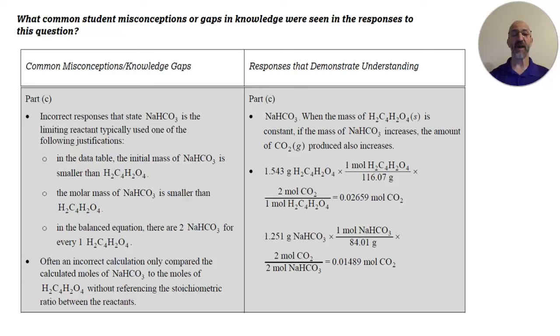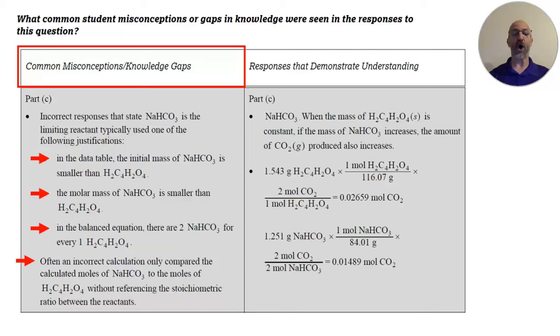misconceptions that students make on the AP Chemistry exam in terms of their responses. So for this particular question, common misconceptions included the following. Some students only compared the mass of the reactants to justify their identity of the limiting reactant. Some students only compared the molar mass values. Some students only compared the coefficients.